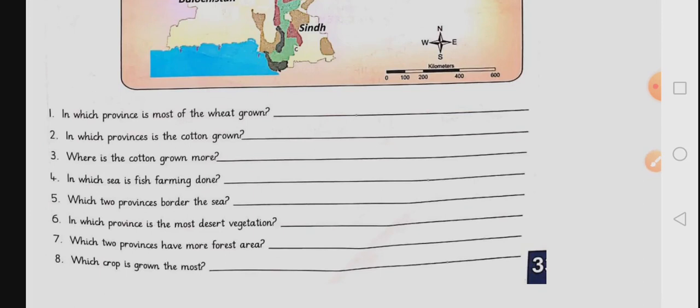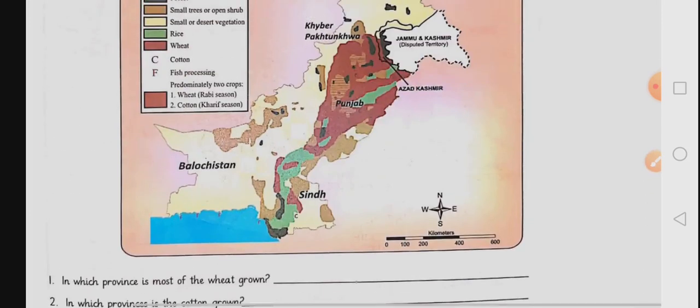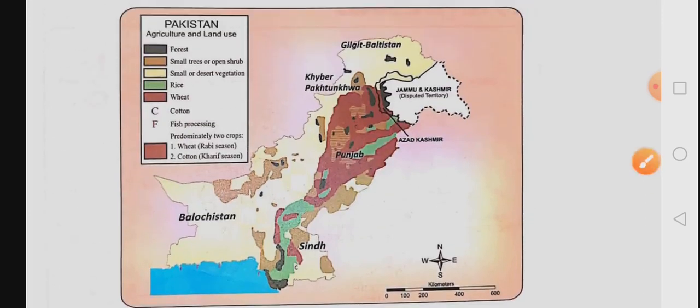Which crop is grown the most? Let us have a look at this agricultural map. Look at the color. Which color occupies the largest area? And then match the color from the key. You will find out the answer. In our country, the crop that is cultivated on a very large area is the wheat and cotton.